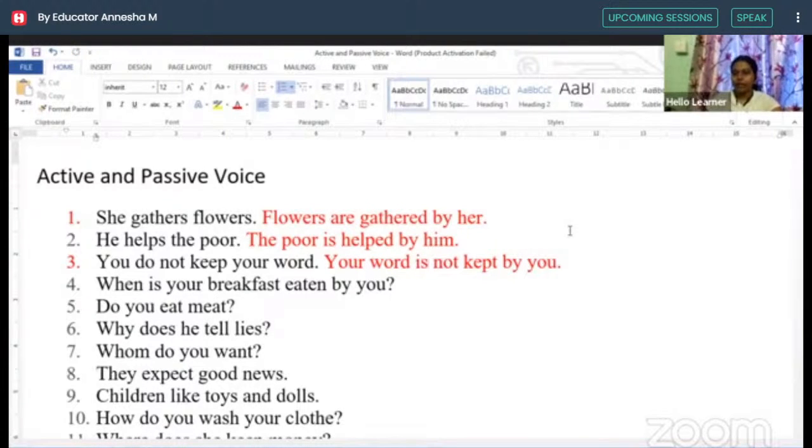Okay. After that, Karthik, would you like to try? Okay, ma'am. When is your breakfast eaten by you? So this is in passive. You have to change it into active.